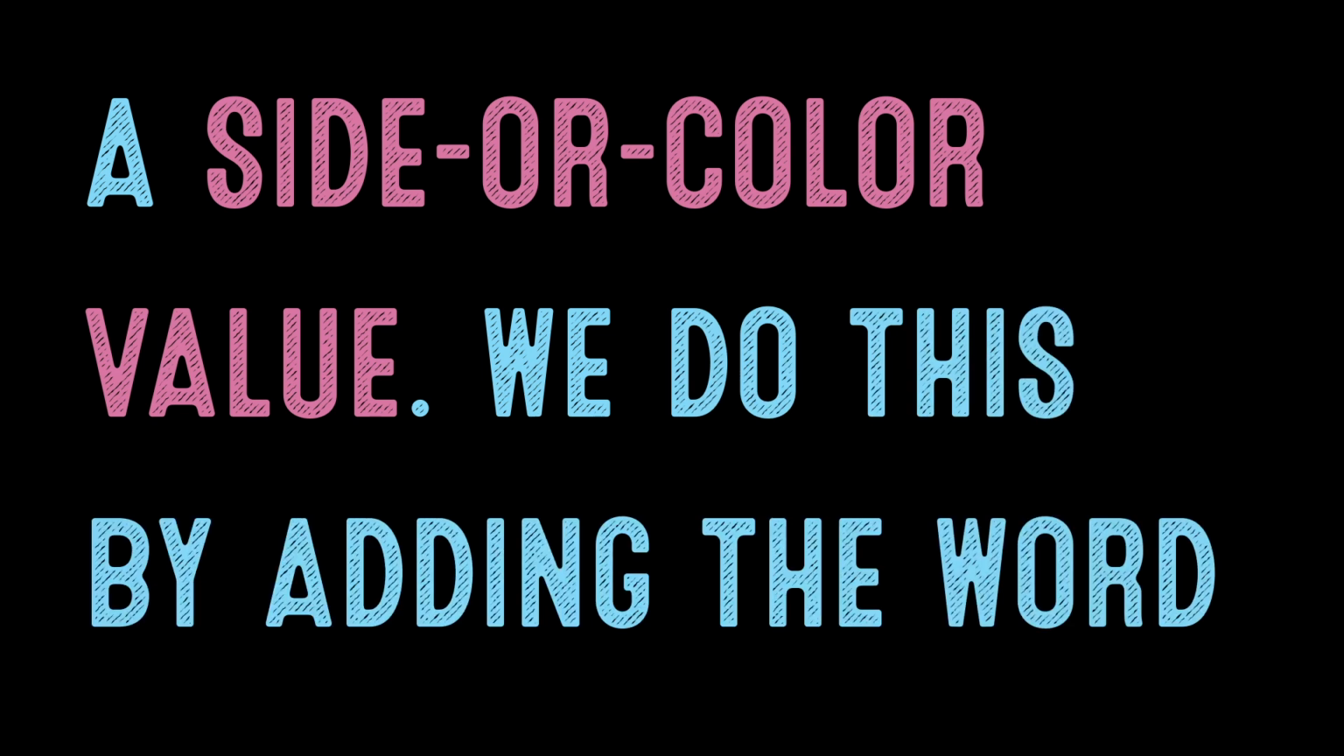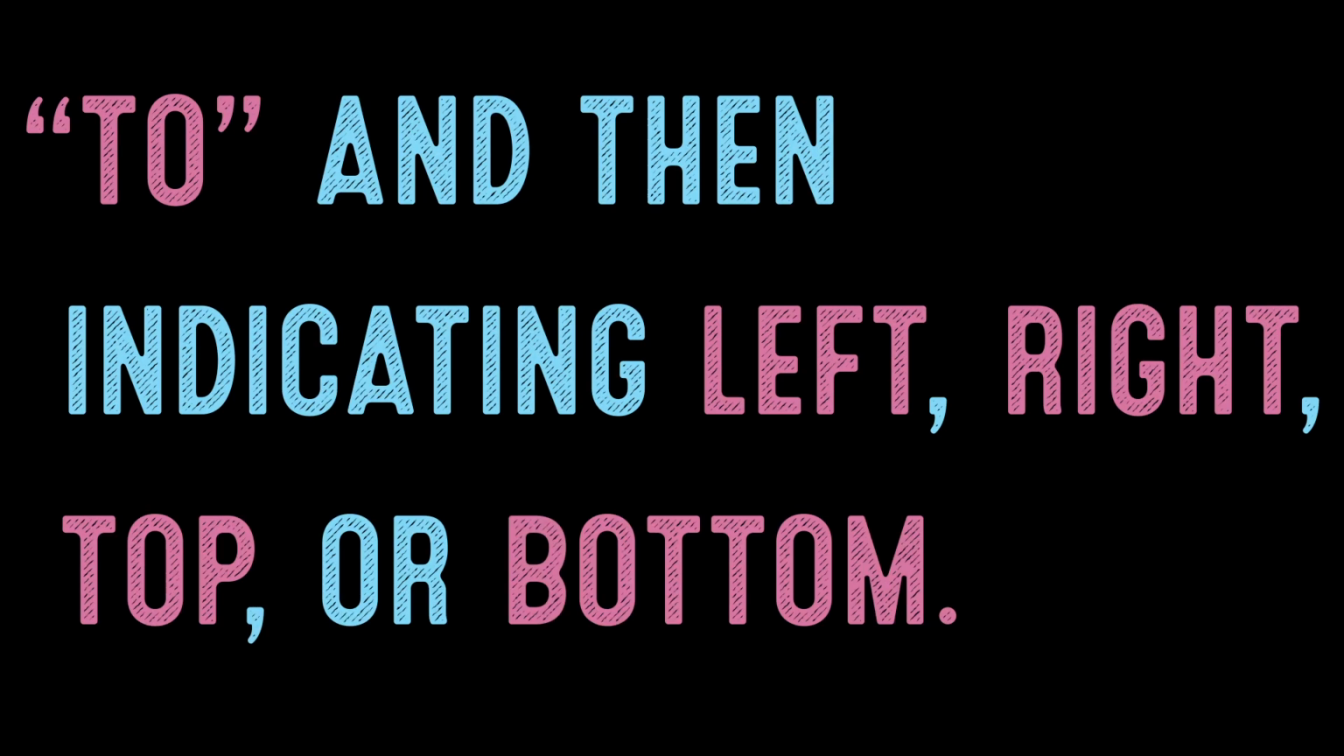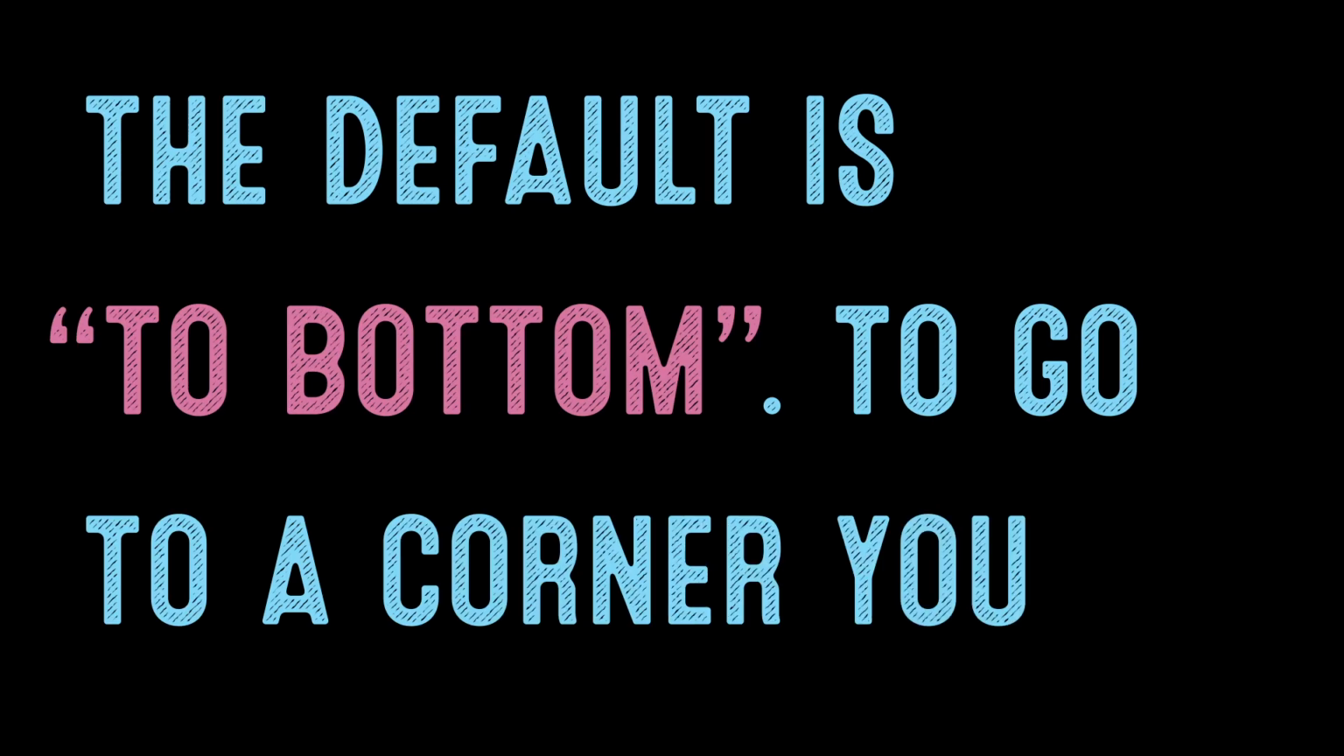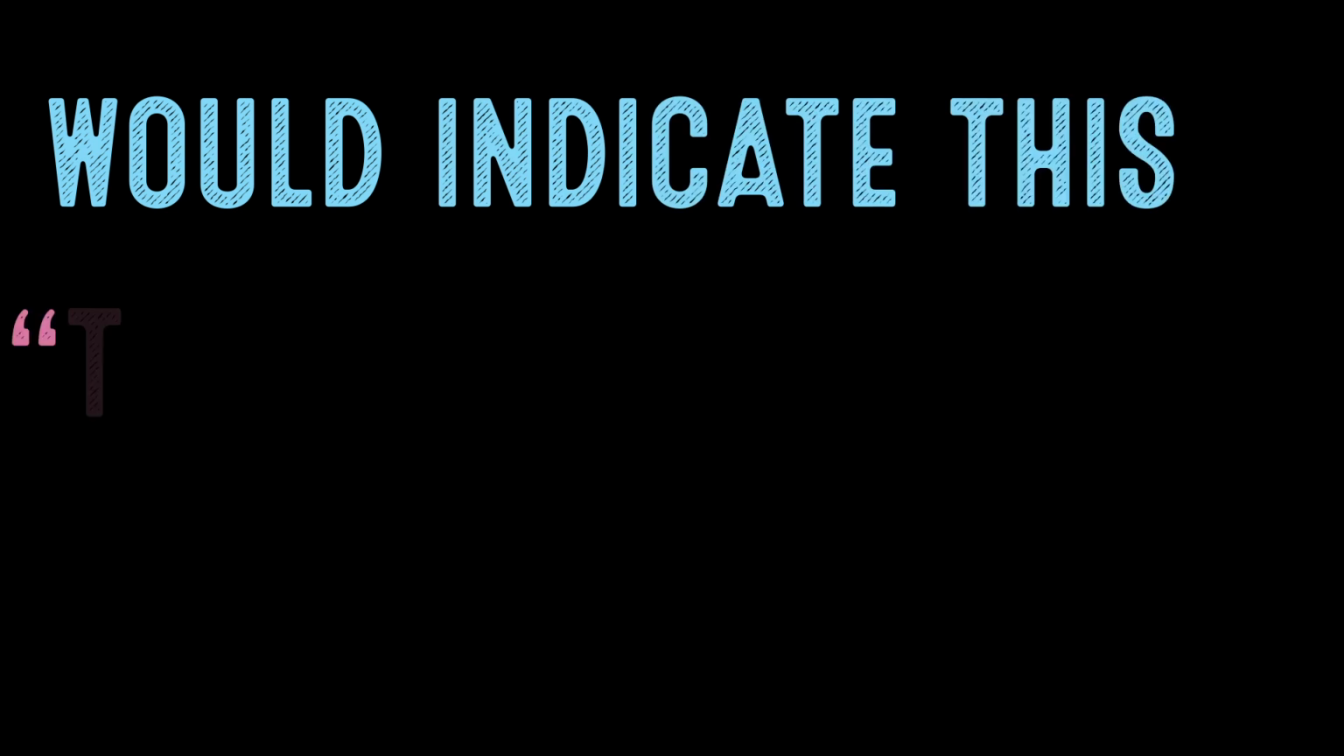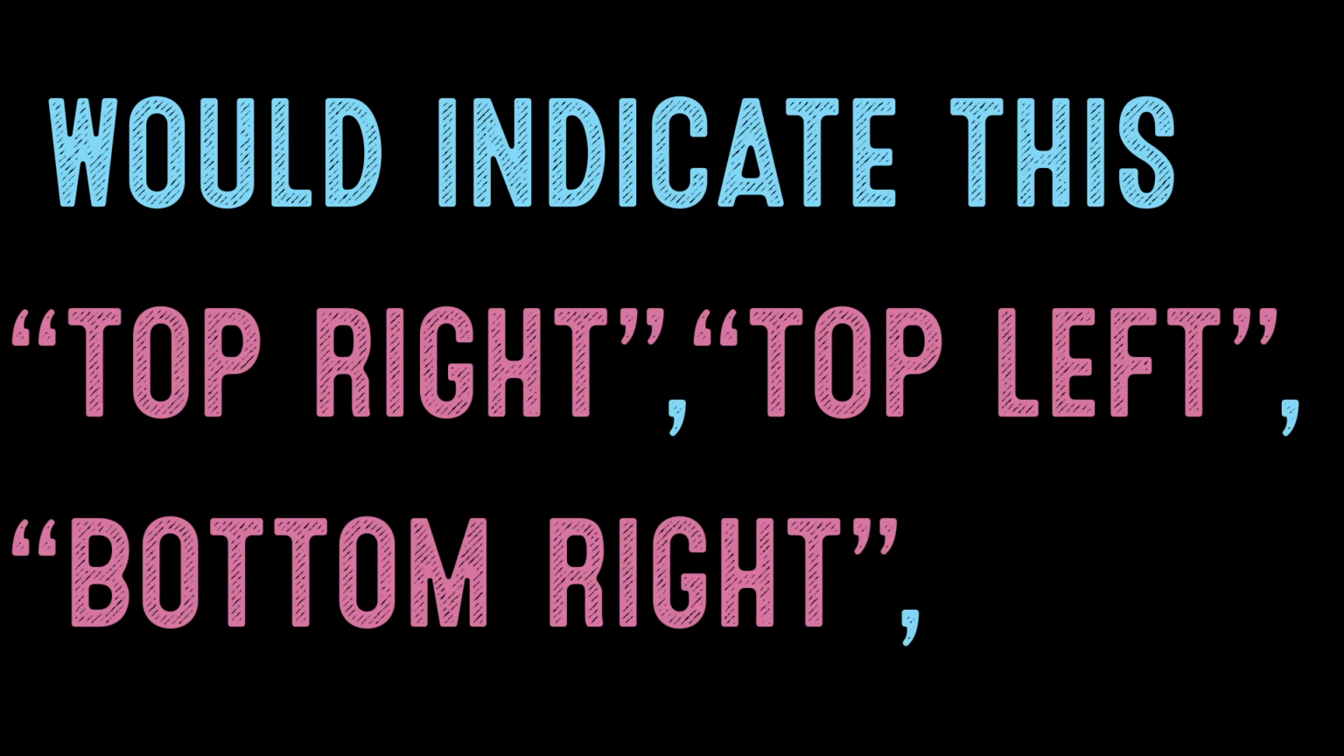We can do this by adding a side or color value. We do this by adding the word to and then indicating left, right, top, or bottom. The default is to bottom. To go to a corner, you would indicate this by top right, top left, bottom right, and bottom left.